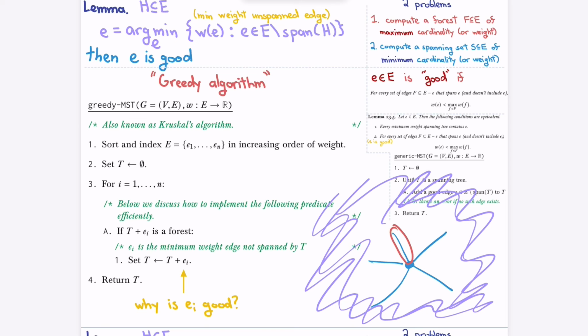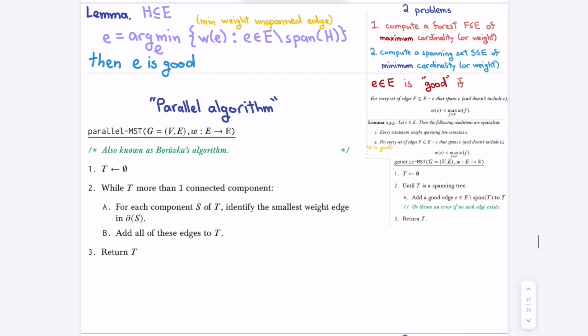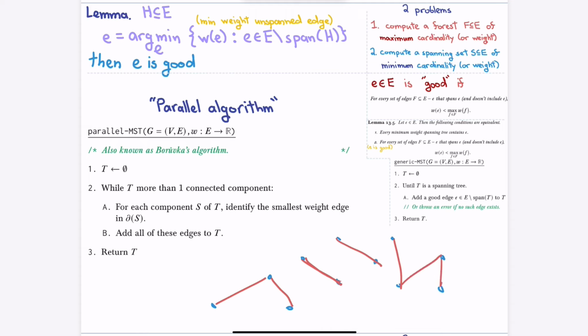So that gives rise to the following parallel algorithm. I don't know, this is sometimes called Boruvka's algorithm. Initially, you start with n vertices, and every vertex chooses its minimum weight edge. So this one might choose this one, that one might choose that one. And they might choose the same edge and stuff. That may happen.